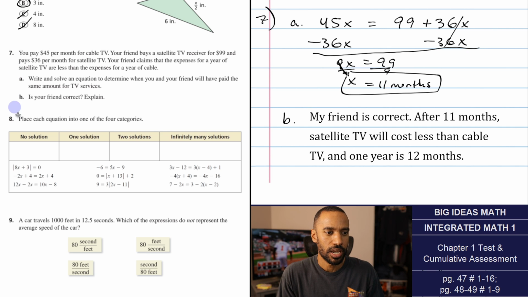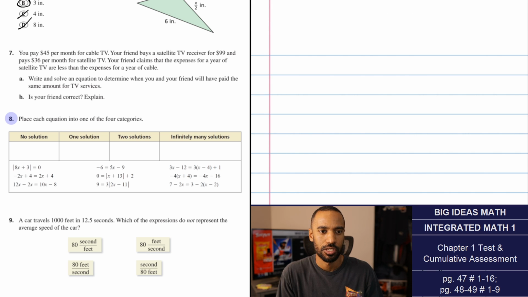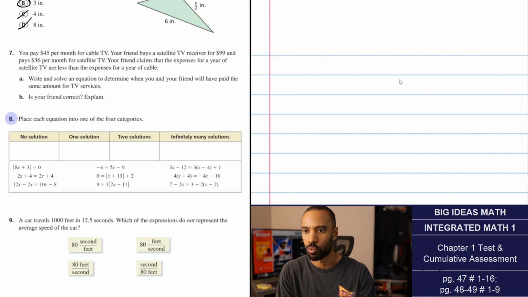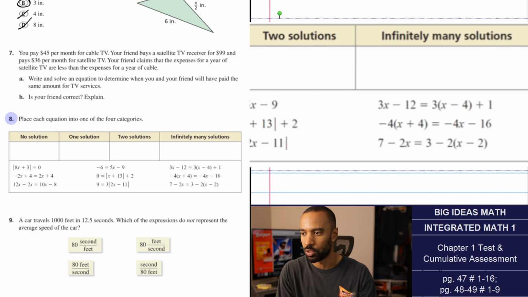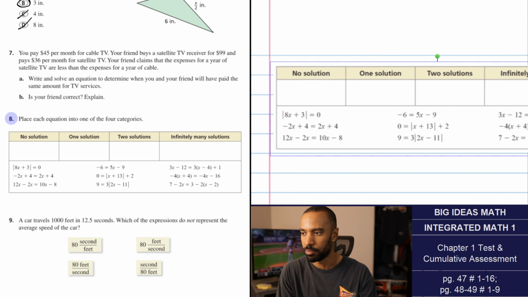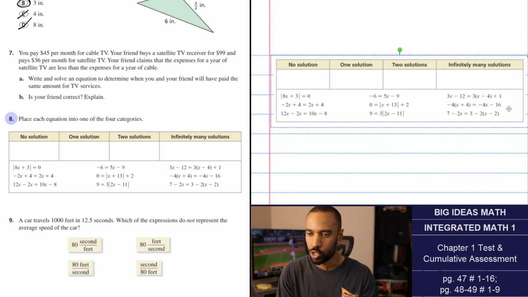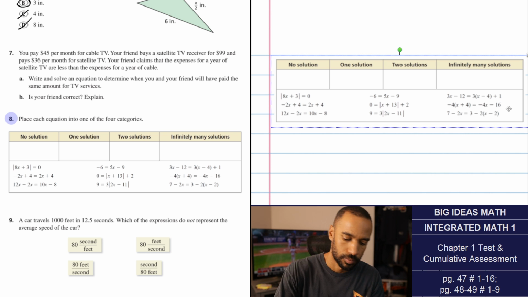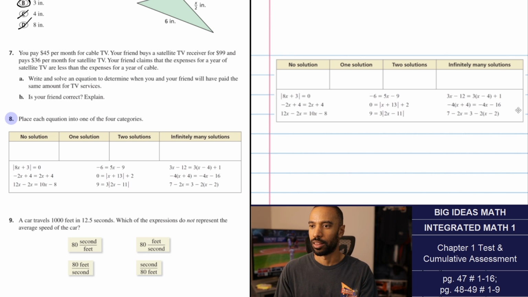Place each equation into one of the four categories: no solution, one solution, two solutions, or infinitely many solutions. Let me do kind of a copy-paste job of this and see what we can do. I'm not going to be able to drag things in, but I'll start to write things into each individual part. This will look pretty small on here. Let's do what we can. Lock it in place. All right, so number 8.